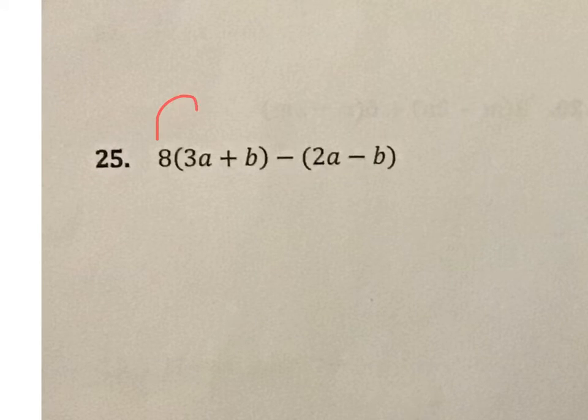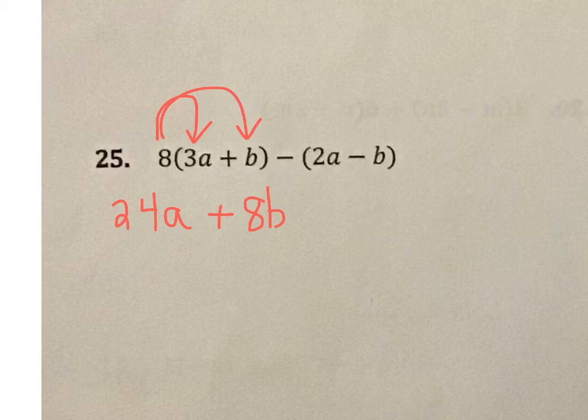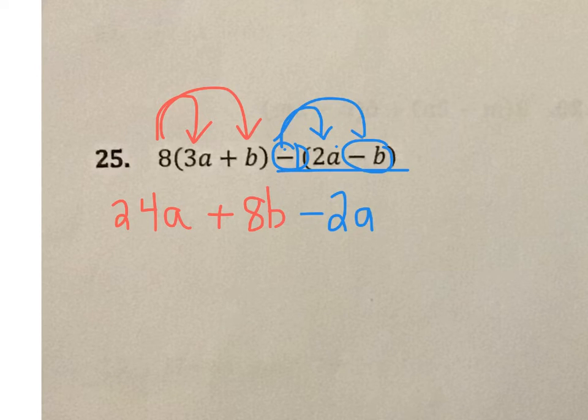Okay. 8 times 3, 24a, plus 8 times b, 8b. Oh, here's that negative sign. That negative times the opposite of everything in here. The opposite of 2a is negative 2a. The opposite of the negative b is a positive b. Or let's look at it like this. Negative 1 times 2 is negative 2a. Negative 1 times a negative b is a positive b. So same thing.